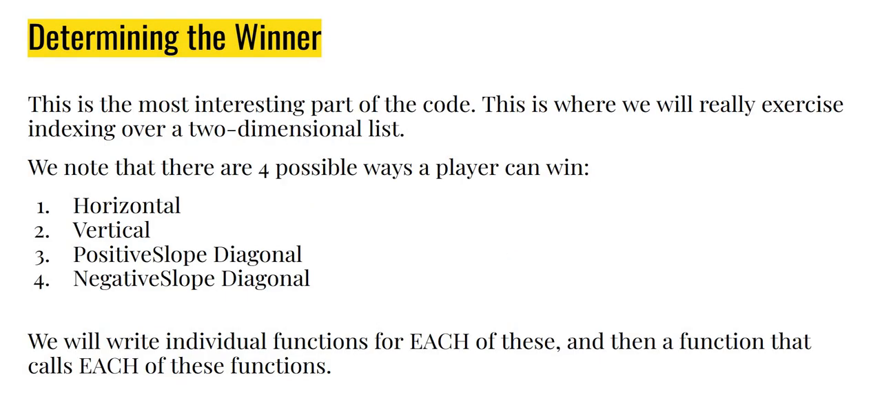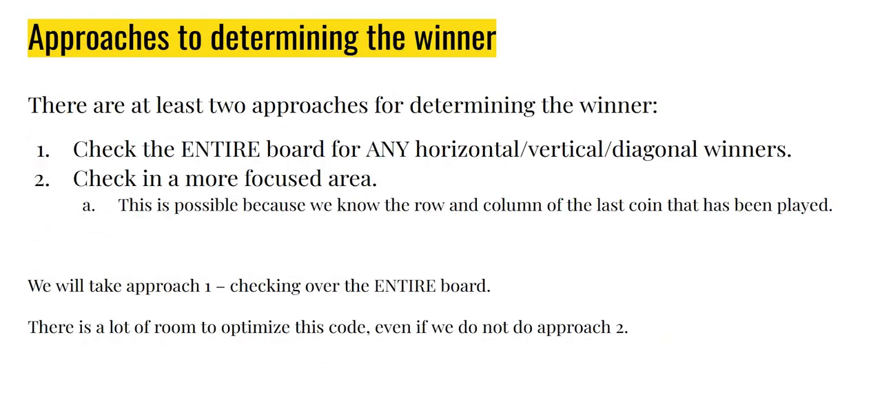Now, the way we will proceed is to write code to handle all of these four situations. In fact, there'll be a function for each of these. But there are two interesting approaches in this regard. The first approach is that every time a move is played, I can check the entire board for any horizontal, vertical, or diagonal winners. When I say diagonal, it includes positive and negative slope. Basically, I can check the entire board for any kind of victory.